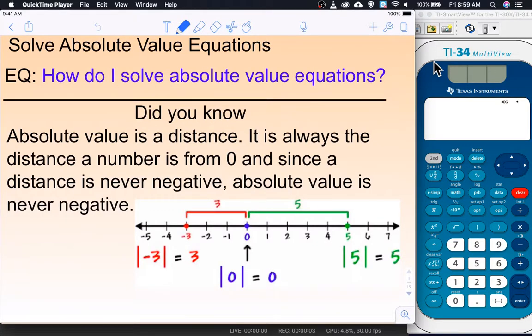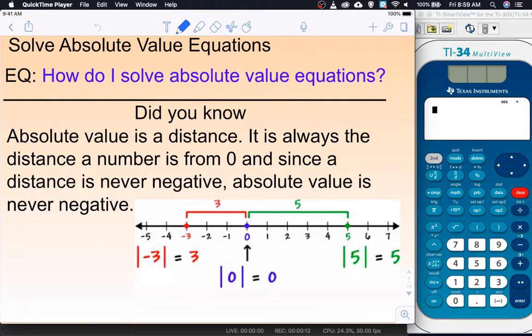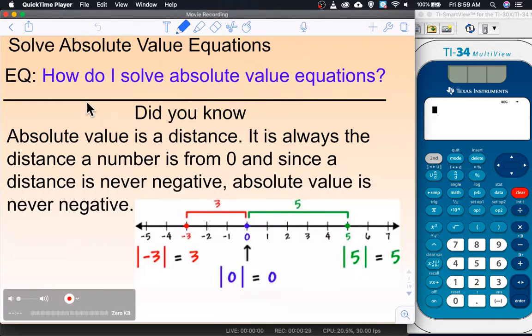Hello, and welcome to this lesson on solving absolute value equations, which is a little break from what we've been doing. So far, the past bunch of lessons have been all about inequalities. This lesson is about equations, and this is going to actually tie us into the next lesson, which is absolute value inequalities. So it's important to understand this one to help us get a better footing on the next lesson. So the essential question says, how do I solve absolute value equations?